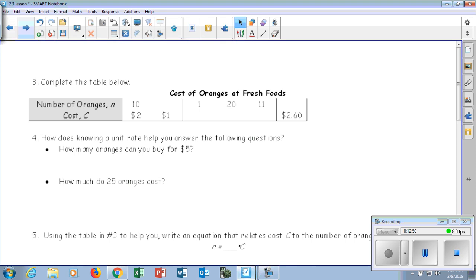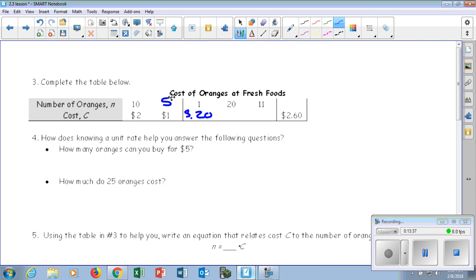Guys, let's come back together. Eyes up here, no side conversations. So we found already on that last page that for $1, how many oranges did we have? 5. And we also found, Mason, that 1 orange was how much? 20 cents. Exactly.